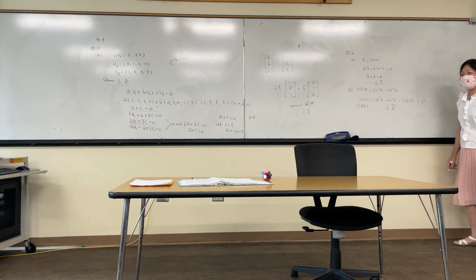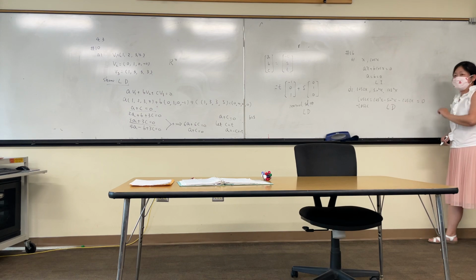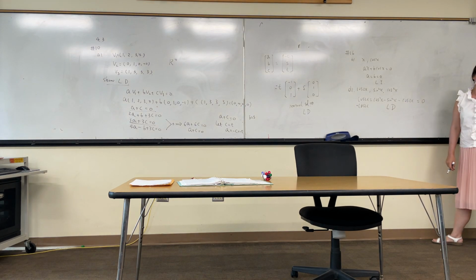To make it 0, I just need to have what? 1 here, 1 here, 1 here, right? This is equal to what? Cosine 2x, right? Cosine 2x minus cosine 2x equals 0. Okay? That makes sense?